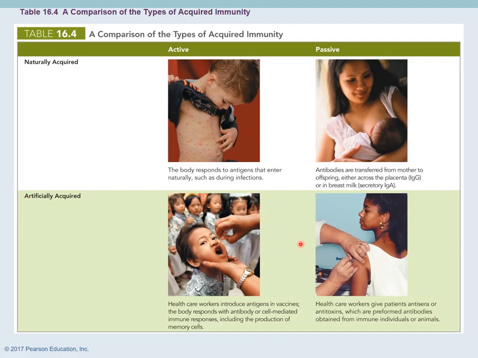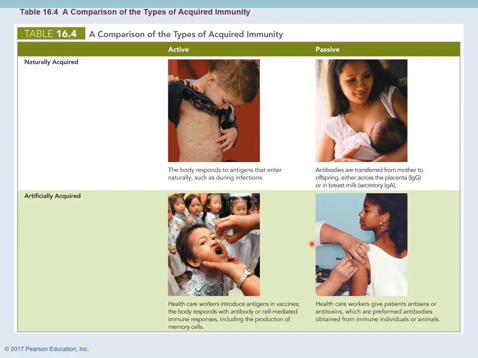And then artificially acquired passive immunity is when, once again, you were not exposed to the antigen, but you are given antibodies, pre-made antibodies. So active, you make your antibodies, that's going to give you long-term protection. Passive, you're not making the antibodies, you're being given the antibodies, either as an infant from mom or you're given pre-made antibodies.